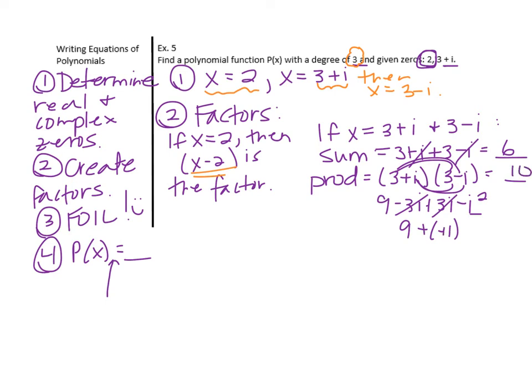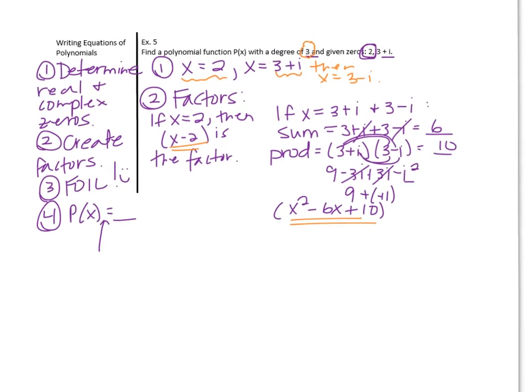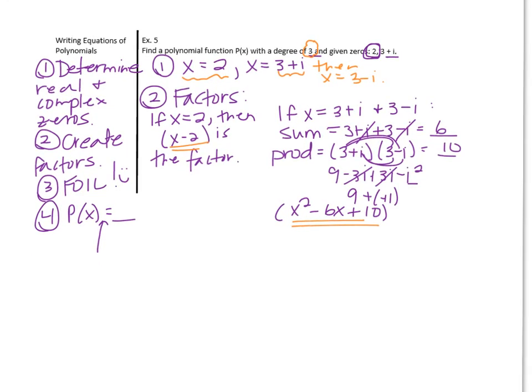And now for this factor part, we're not going to write it as p of x equals. For the factor, I'm just going to put it in parentheses. x squared minus the sum plus the product. So x squared minus 6x plus 10. That's step 2, creating your factors. Step 3, I'm going to give myself a little bit of room here to make sure I have enough space. Step 3 is to FOIL all of our factors together.